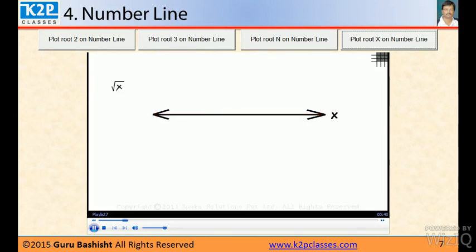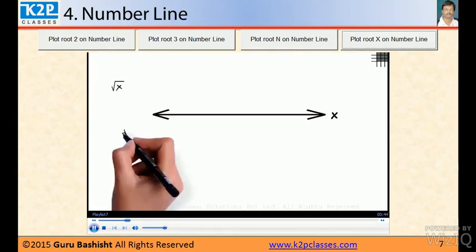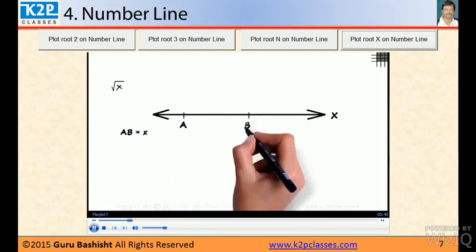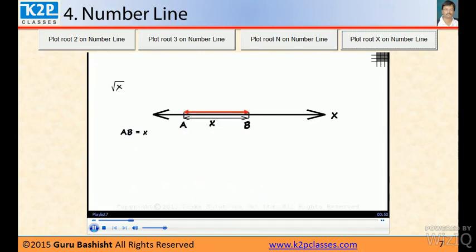Before we plot root x, let us just plot x. Let AB be equal to x units. We mark AB on the axis. This distance is x units. This video is very interesting, but it's slightly lengthy, so please try to focus really well.